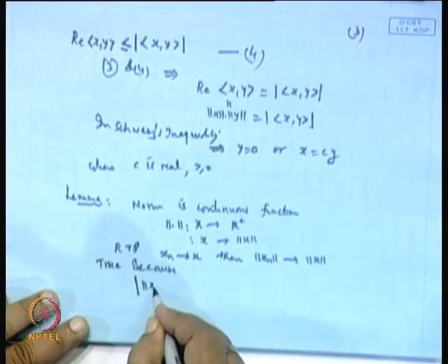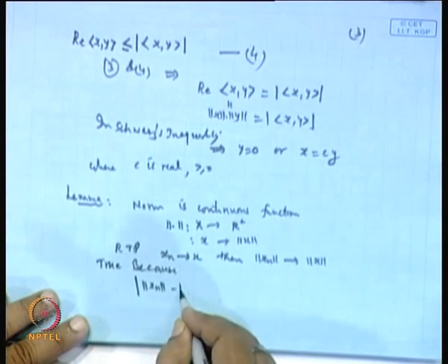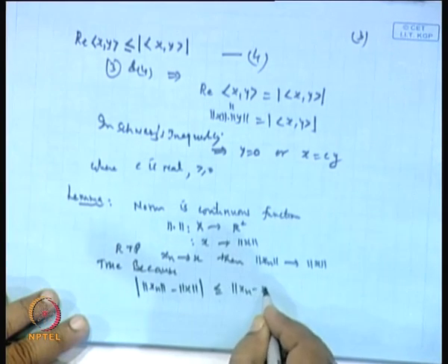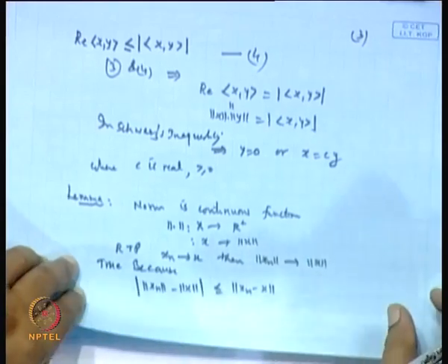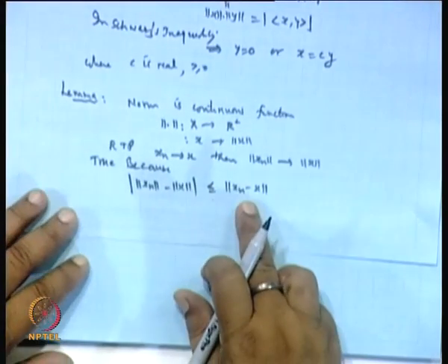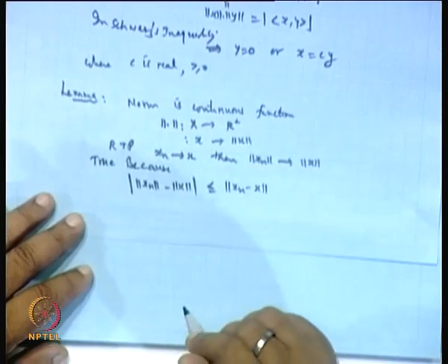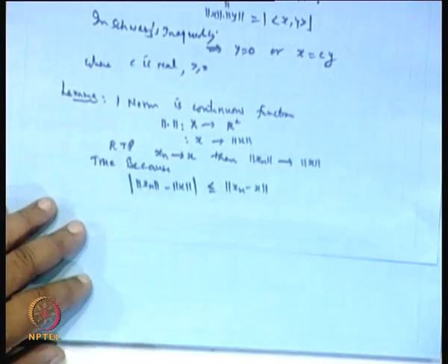modulus of norm x_n minus norm of x is less than or equal to norm of x_n minus x, is it not? Now, if x_n goes to x, the right hand side has to go to 0. So norm is a continuous function.